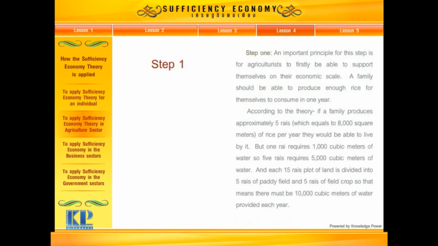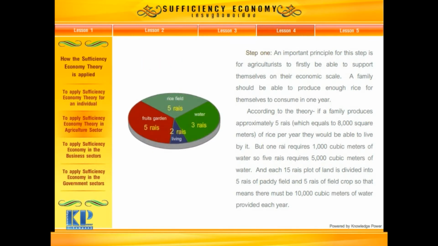Step 1. An important principle for this step is for agriculturists to firstly be able to support themselves on their economic scale. A family should be able to produce enough rice for themselves to consume in 1 year. According to the theory, if a family produces approximately 5 rai of rice, which equals 8,000 square meters, per year, they would be able to live by it.